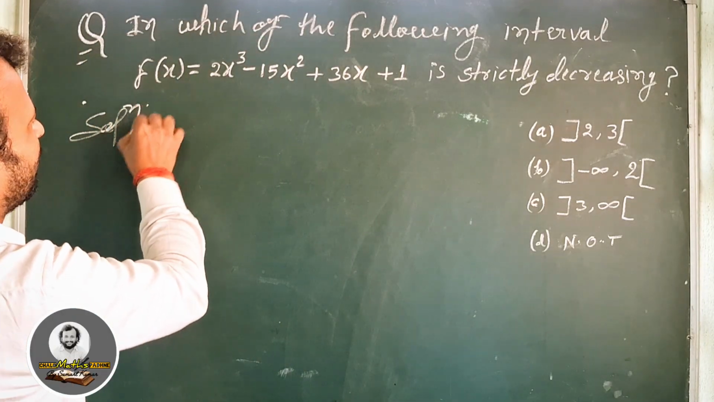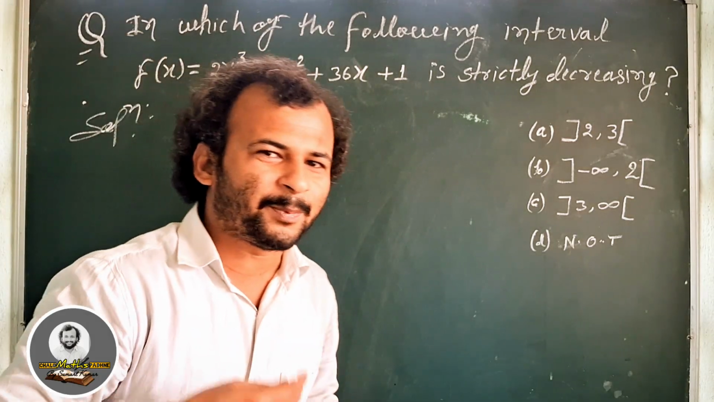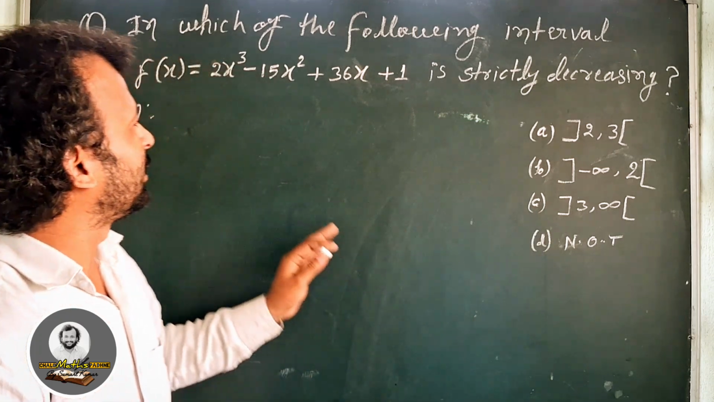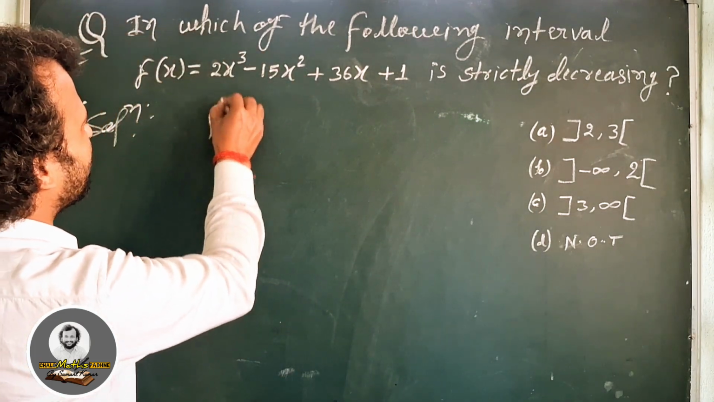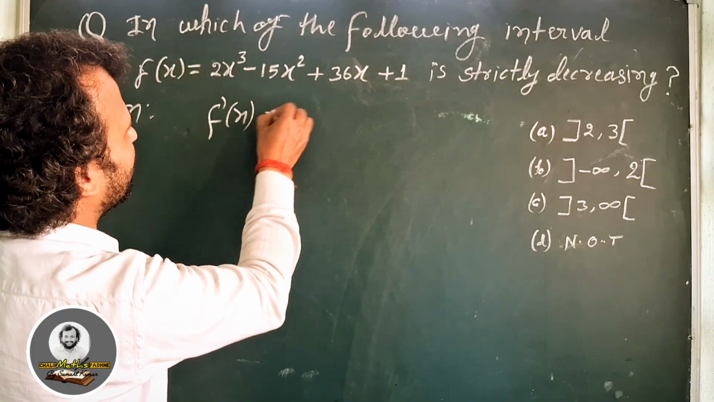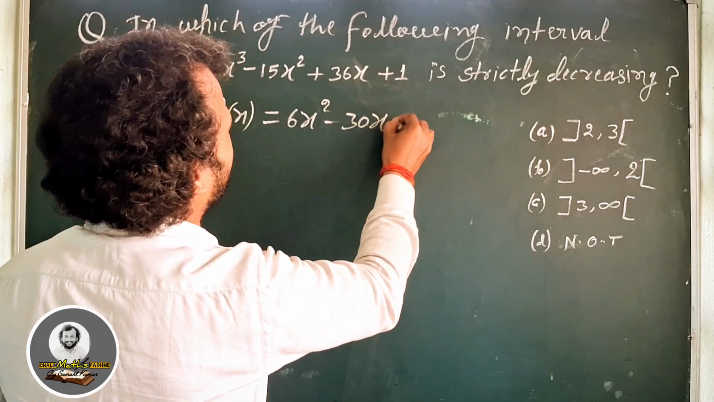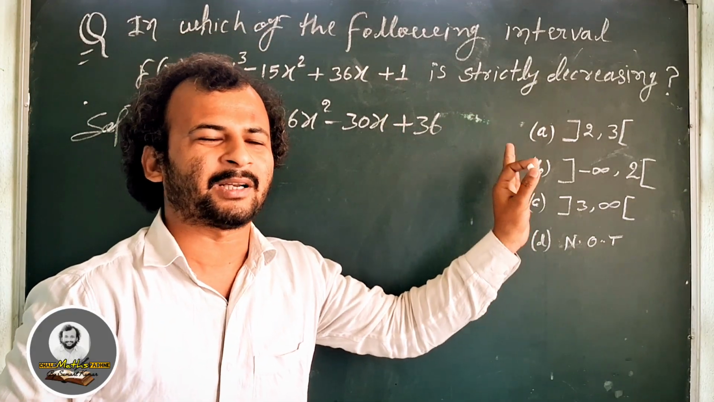First of all, we have given function f(x) equal to 2x cube minus 15x square plus 36x plus 1. To solve it, first of all we differentiate with respect to x, then we get here 6x square minus 30x plus 36, and derivative of 1 is 0 with respect to x, right?